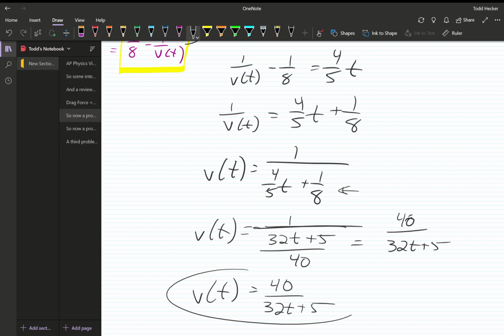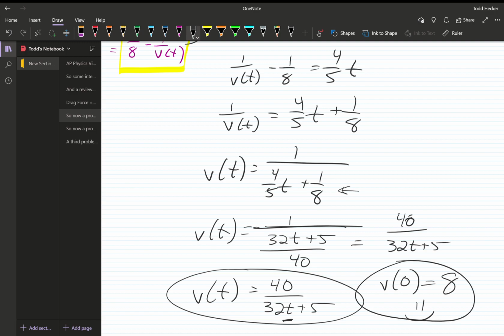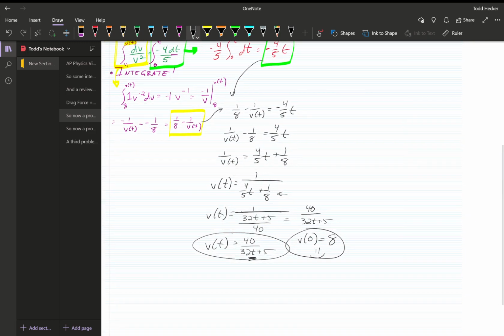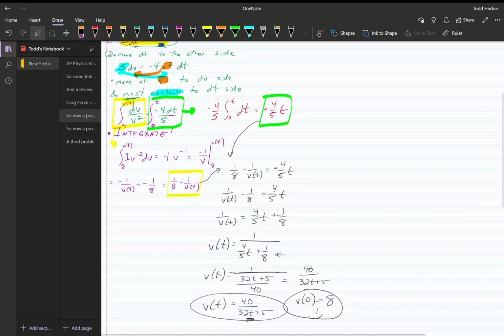Notice, you can check: what is v of 0? If I put 0 in here, then I get 40 over 5, which is 8. Hooray! And also notice, as my time goes up, my velocity gets closer and closer to 0, but it never exactly reaches 0, does it? So that is how you do those problems.